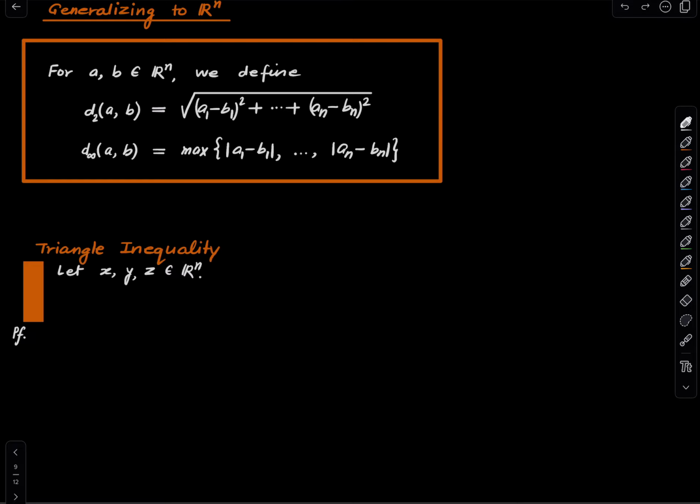What does it say? Let me know. I'll give the proof of the triangle inequality for the Euclidean distance, and I will leave the proof of the triangle inequality for this as an exercise. Right? So let me prove it for the Euclidean distance.